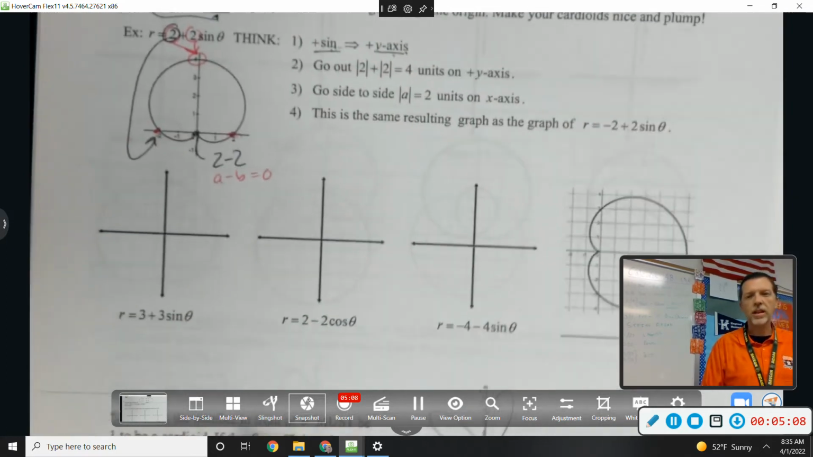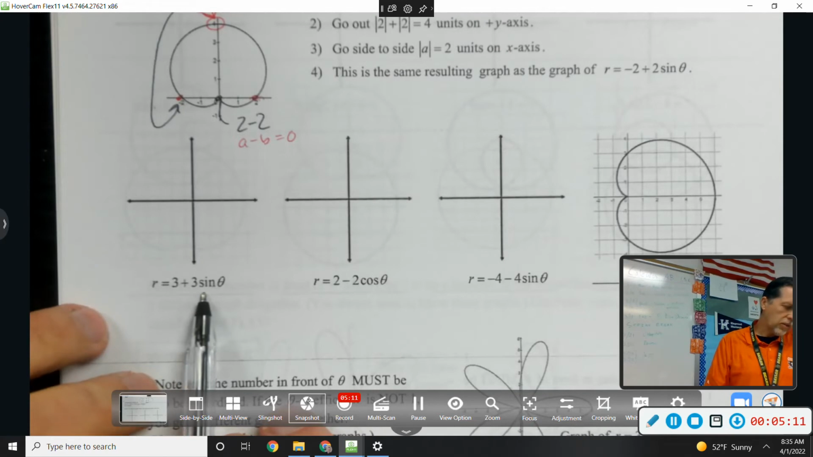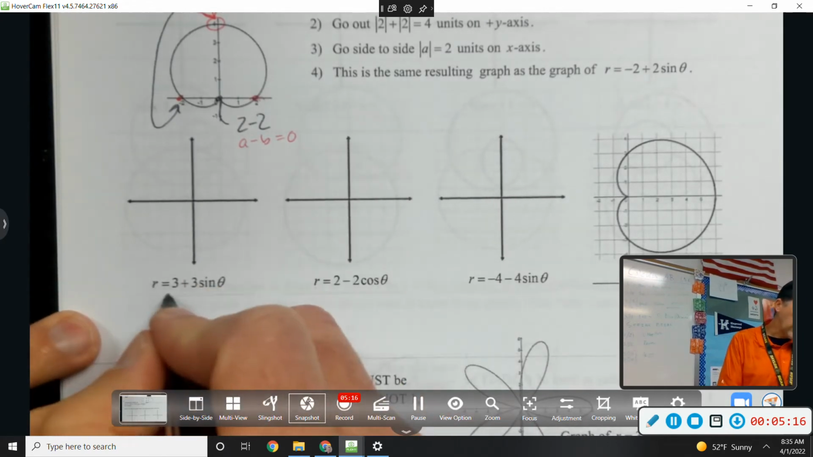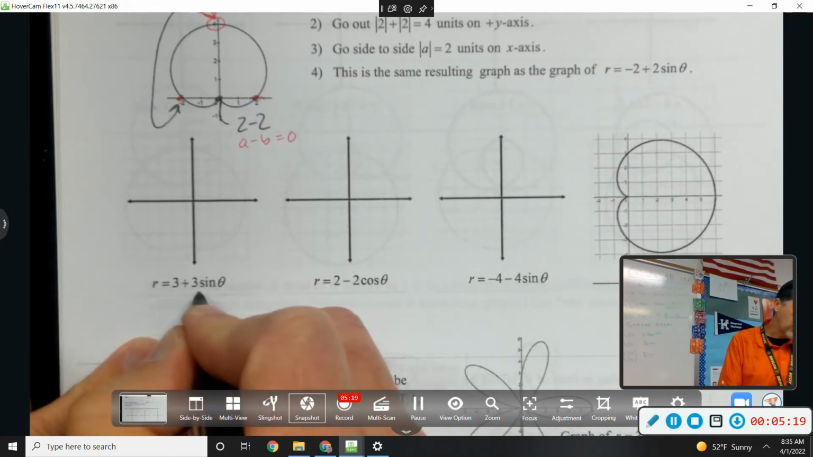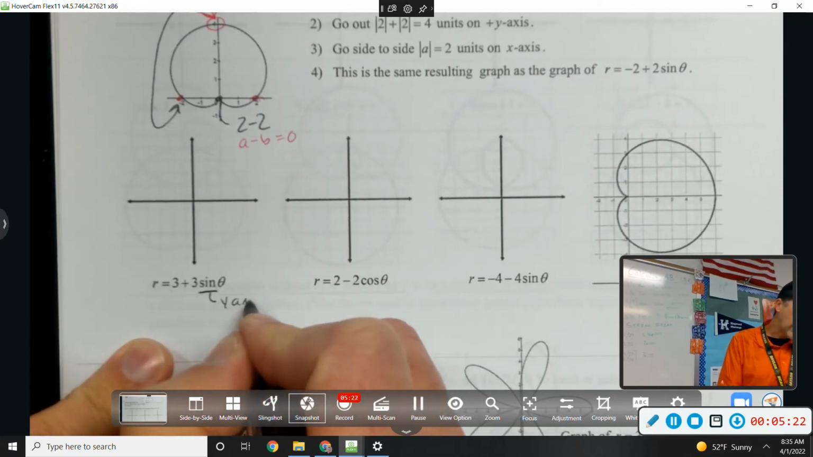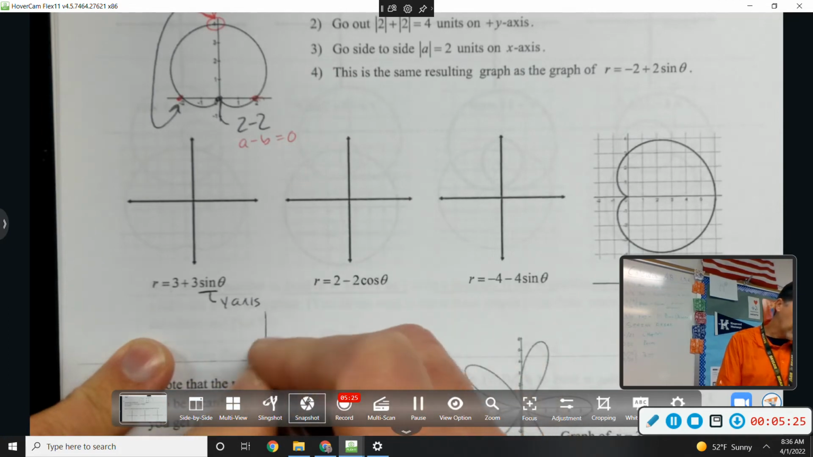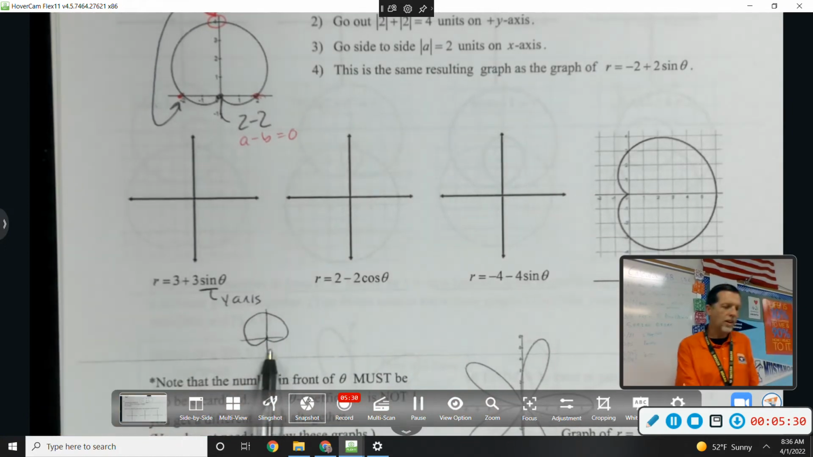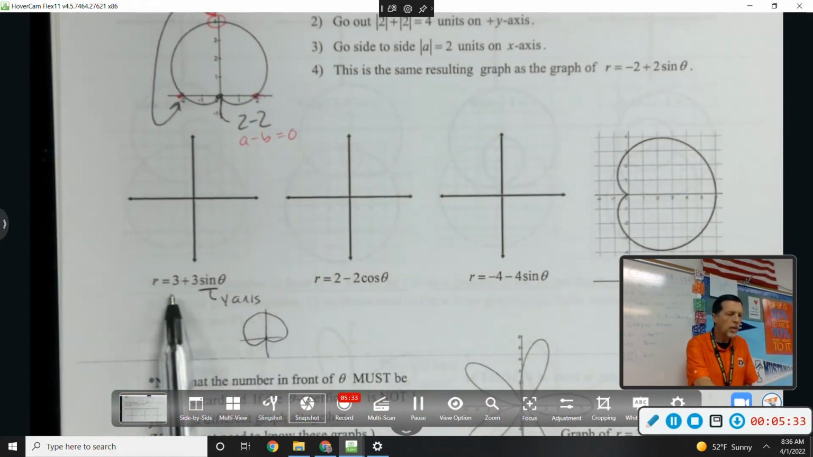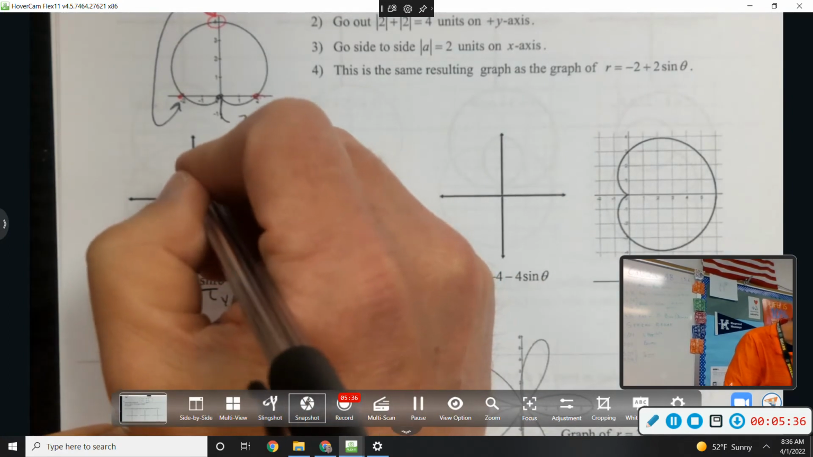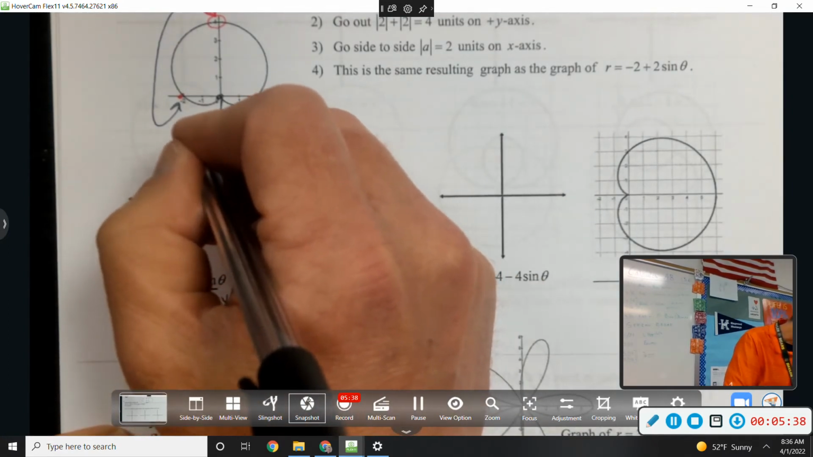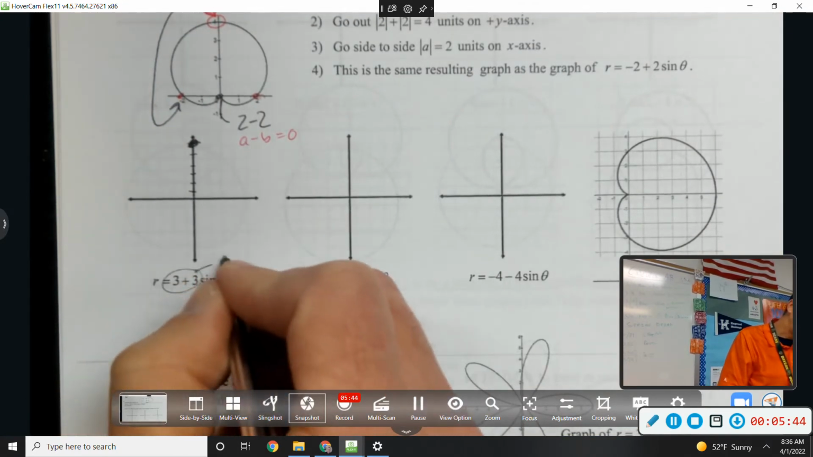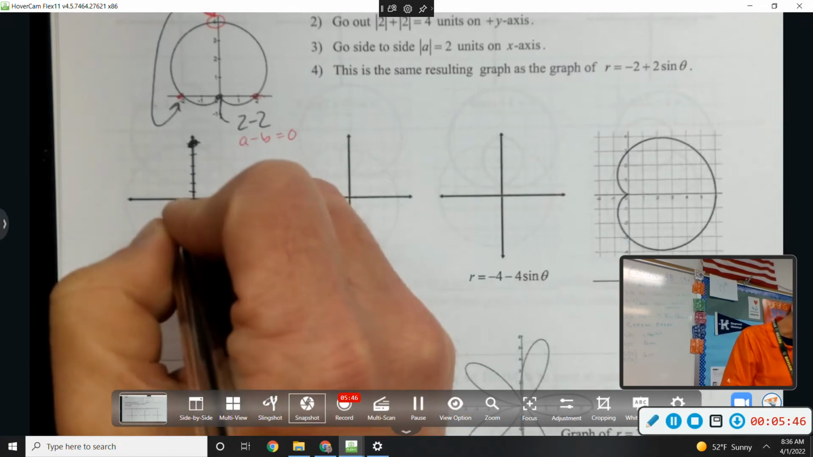Let's do an example. I think that'll help most of all. 3 plus 3 sine theta. Okay, so we know we're on the cardioid, but 3 plus 3 sine, that's a cardioid look. Sine tells me it's on the y-axis. So I know it's going to be an up and down cardioid. So I know what it's going to look like already. 3 plus 3 is 6, so I'm going to go out 6. So there's the outermost point. So 3 plus 3 is 6. That first number is the sideways points.